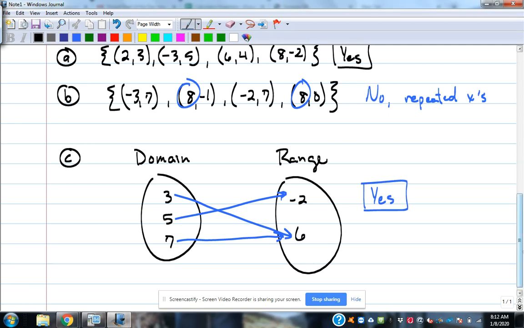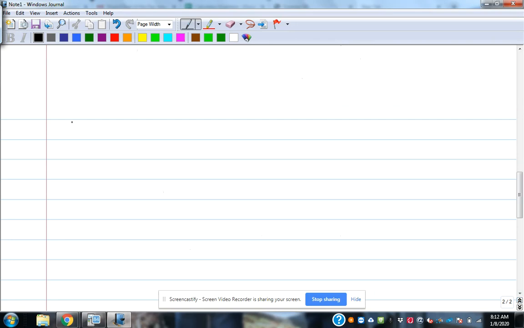So with the mapping, we're just looking to make sure there are not two arrows coming from the domain bubble from the same, we'll call it a node in there. That's really what it's called. But let's do another one of those.